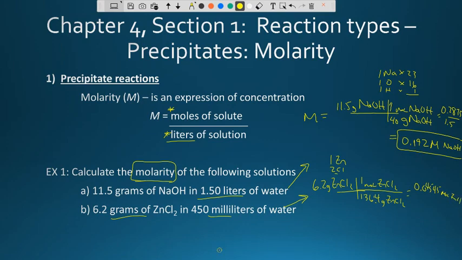But I also have 450 milliliters of water. Remember, if I have 450 milliliters of water, I need to convert that into liters. And 1 liter is 1,000 milliliters. So essentially, I'm moving my decimal 1, 2, 3 places over. That gives me 0.45 liters of water. And so there's the little trick. Got to convert your milliliters to liters, isn't it?